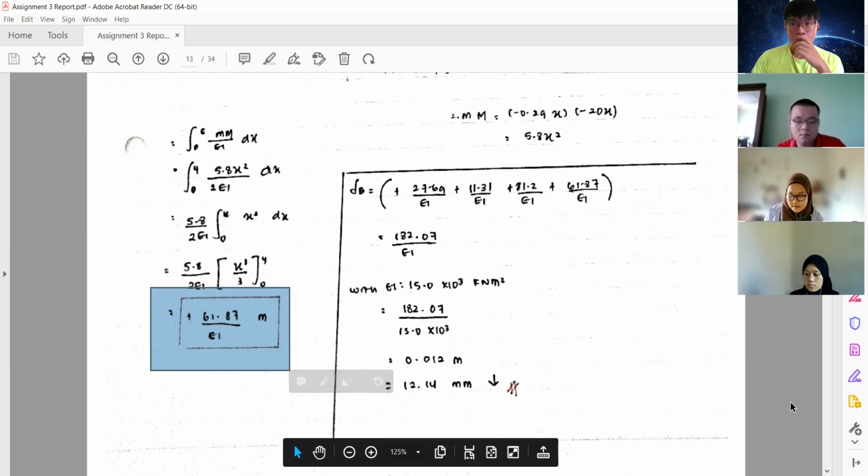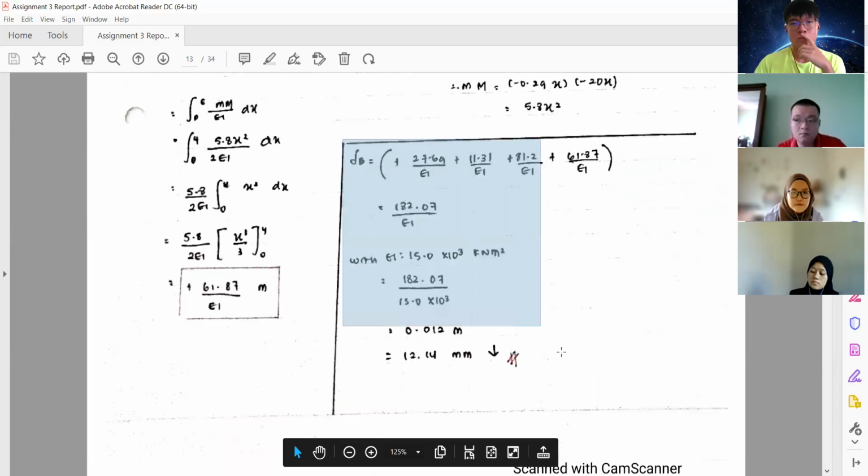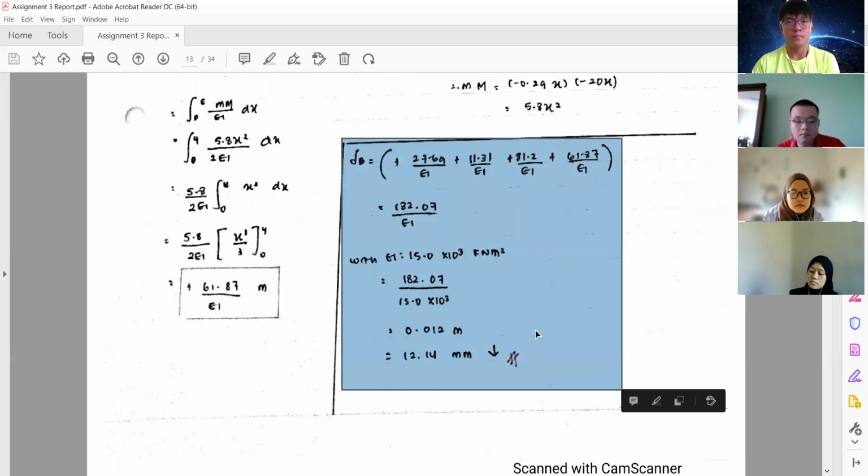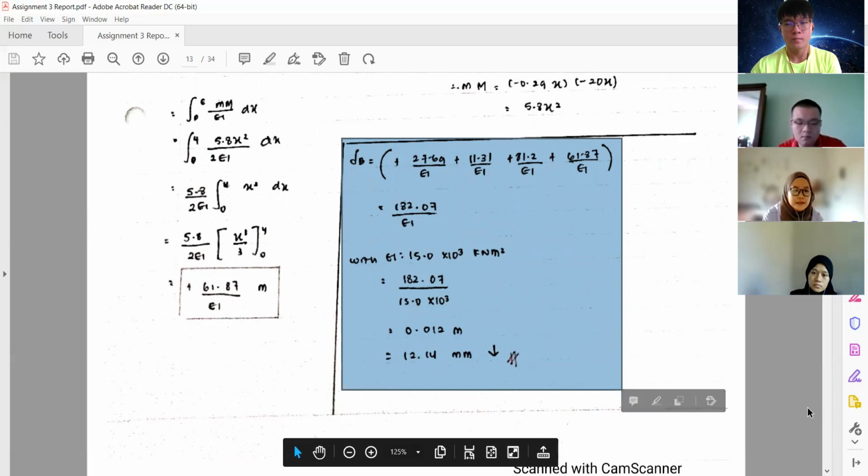So to find the deflection at B, we add all of the values, and then I get 12.40 mm downwards. Thank you.